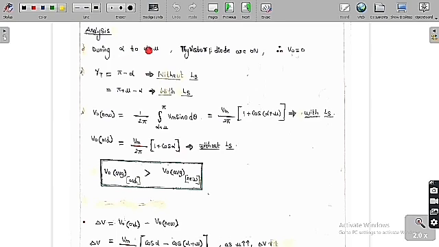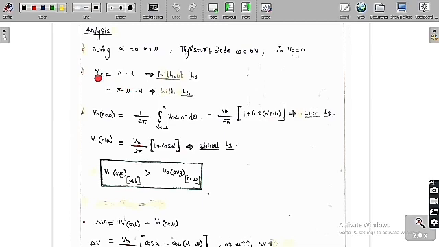During alpha to alpha plus mu, both the thyristor and the freewheeling diode are on. So when both are on, the output voltage V0 is equal to 0.